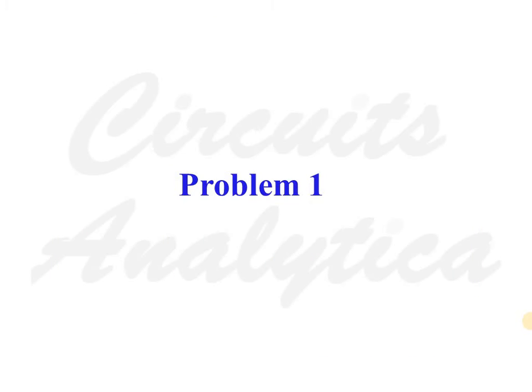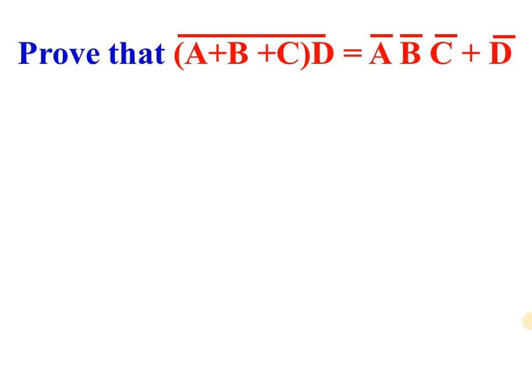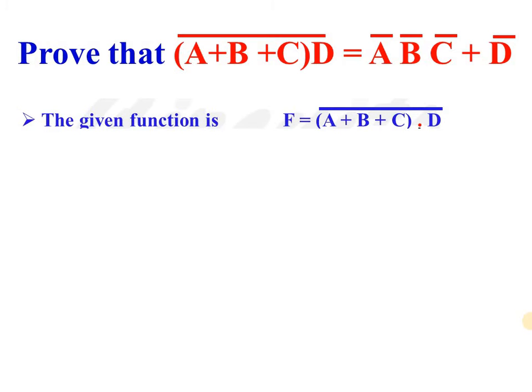Now let us do some problems based on De Morgan's theorem. First problem. Prove that (A or B or C) ANDed with D, the whole bar, is equal to (A bar and B bar and C bar) or D bar. So this is the given function F equal to ((A or B or C) ANDed with D) the whole bar.